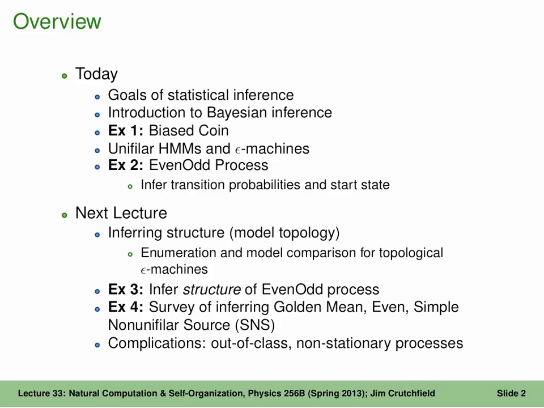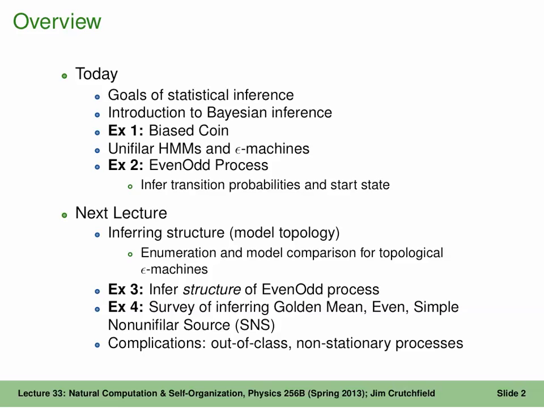And I'll do an example of something called the even-odd process, which is like the even process that you've seen, but slightly more complicated. And all of today we're going to be focused on, you have data and you have a known structure. You just want to infer transition probabilities. So what I mean by known structure is you know that there are a certain number of states, going from state A to state B, and it's a 1, but you don't know with what probability.